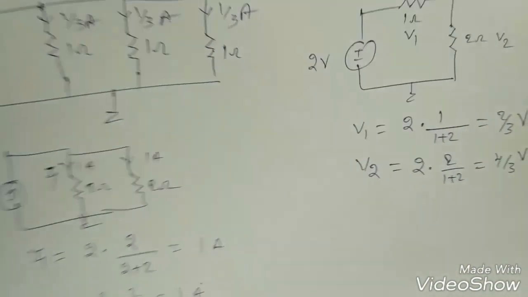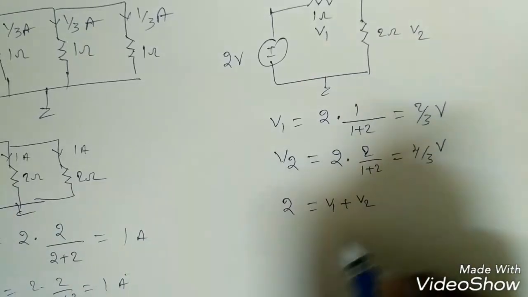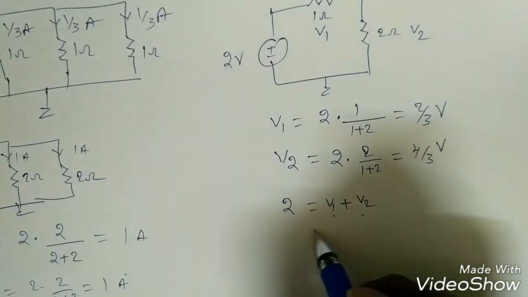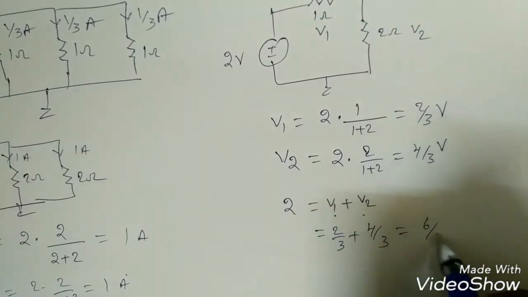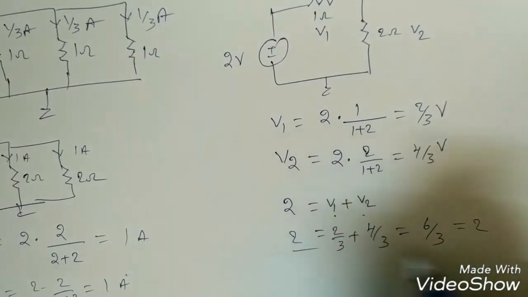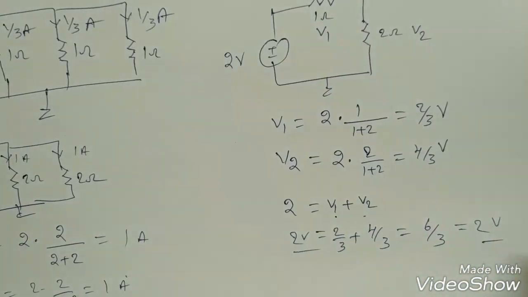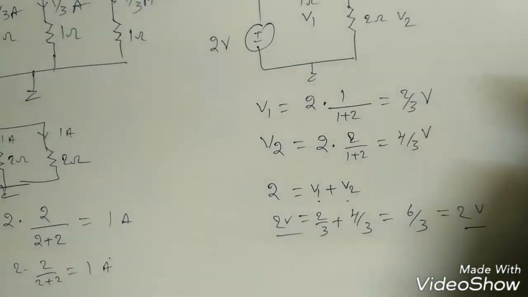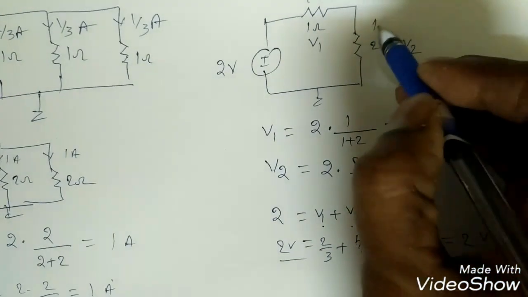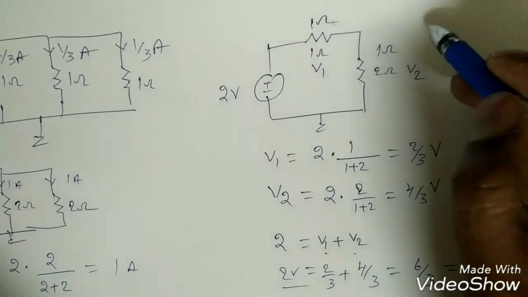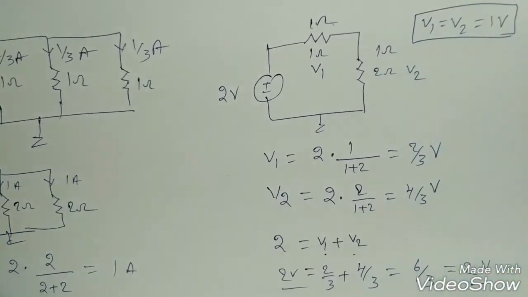Now according to KVL, what is 2 volt? It should be the voltage drops, that is V1 plus V2. What is V1? 2 by 3. What is V2? 4 by 3. So it will be 6 by 3, which is nothing but 2 volts. So 2 volt is equal to 2 volt, right? So it satisfies KVL. Similarly, suppose this is 1 ohm and this is also 1 ohm, then V1 is equal to V2 is equal to 1 volt, equally divided, right?